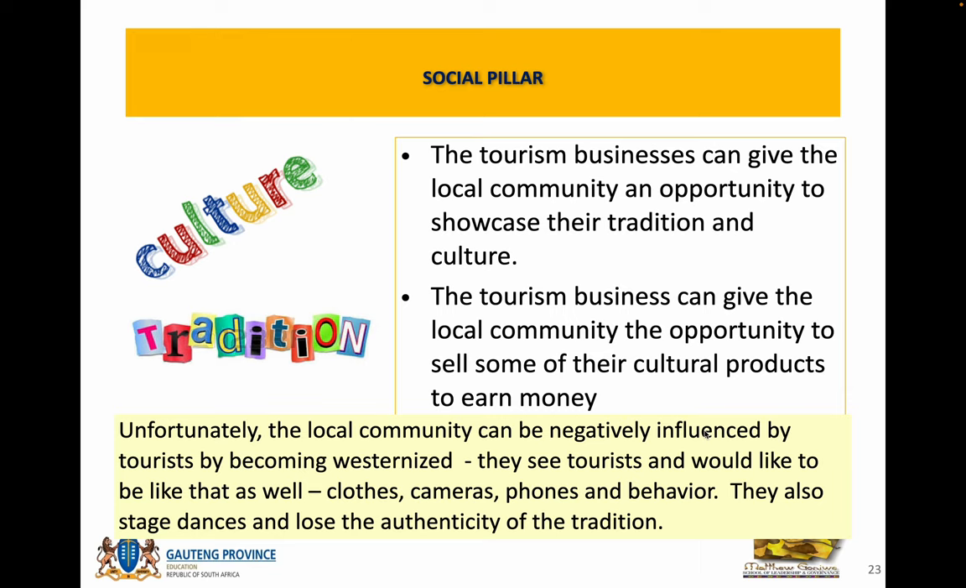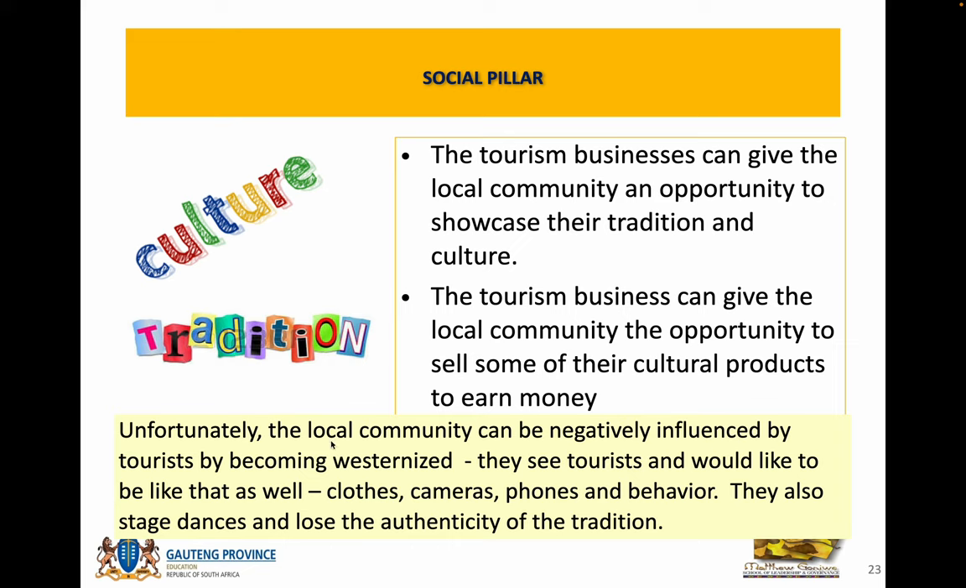The tourism business can give the local community an opportunity to sell some of their cultural products to earn money, meaning that those doing handwork, like woodwork or beads or other things, will have an opportunity to sell this work to foreign tourists, because it's something that they are good at. So they will have the opportunity to sell them.